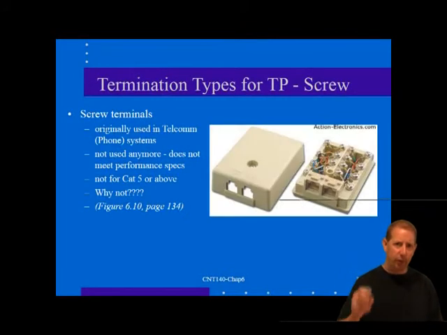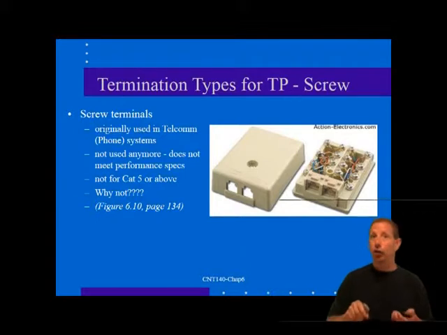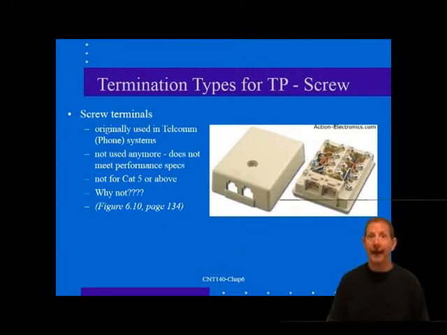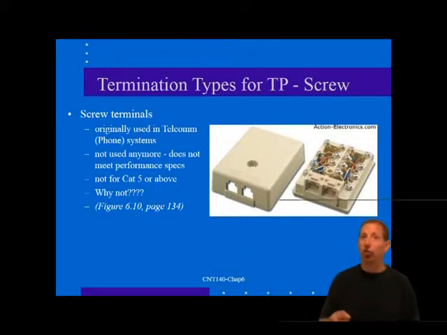So let's talk about the termination types. There are two basic types of wire termination that are used with modular jacks for twisted pair wire. These are the screw terminal and the insulation displacement connector, or IDC. The screw termination is the original type that was used with telephone systems. It is still found on some LAN wiring installations, but is not recommended for Cat 4 or 5 operation, and is certainly not for Cat 5e or 6.